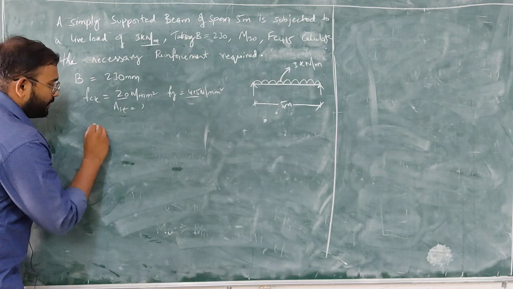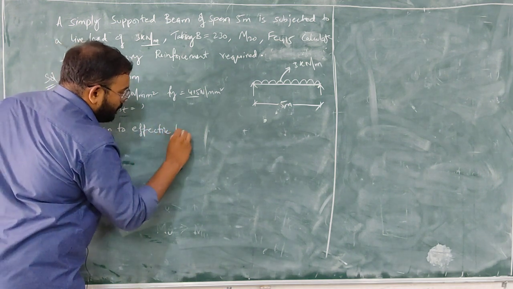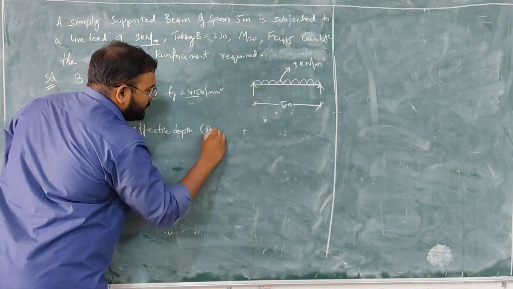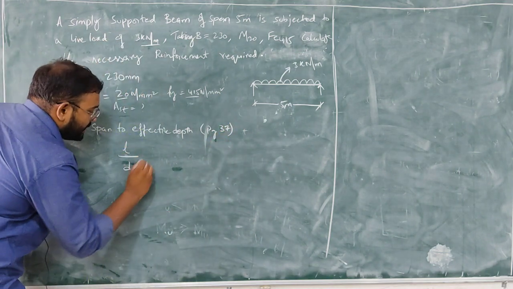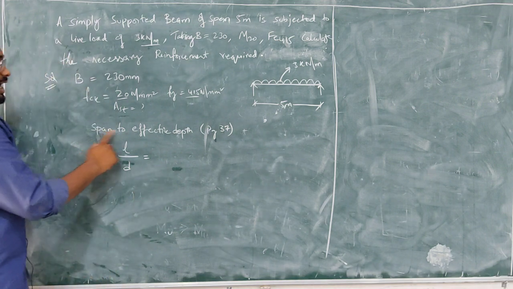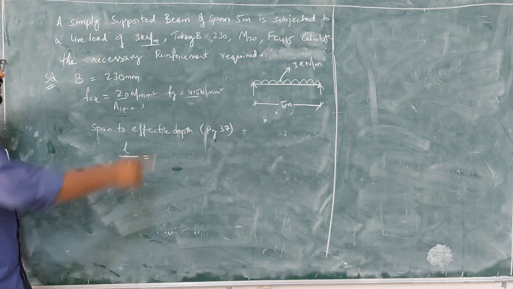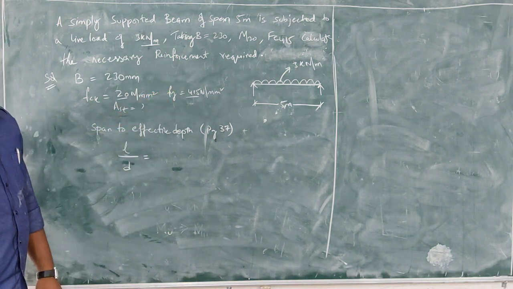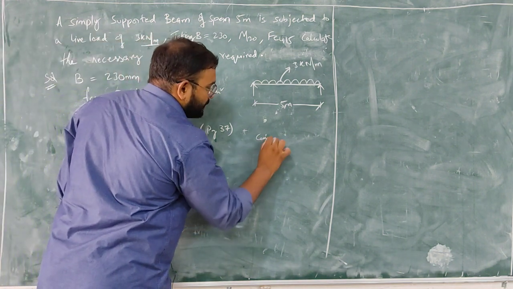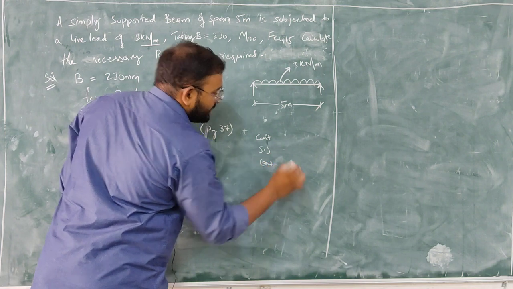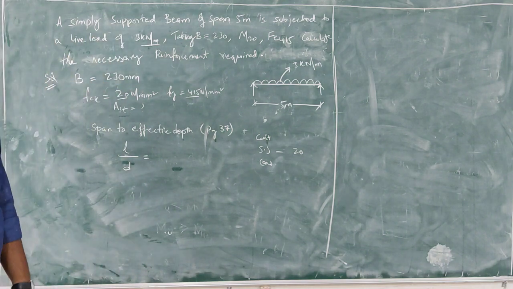based on span to effective depth ratio. Span to effective depth ratio. Page number 37. You need to calculate how much depth is required. So span to effective depth, page number 37, this is span to effective depth I have written. Okay, now what type of support conditions you have? Simply supported. If you see page number 37, you have 3 conditions. First is for cantilever, next is simply supported, the last one is continuous. Okay, for simply supported beam, span to effective depth is given as 20, right?